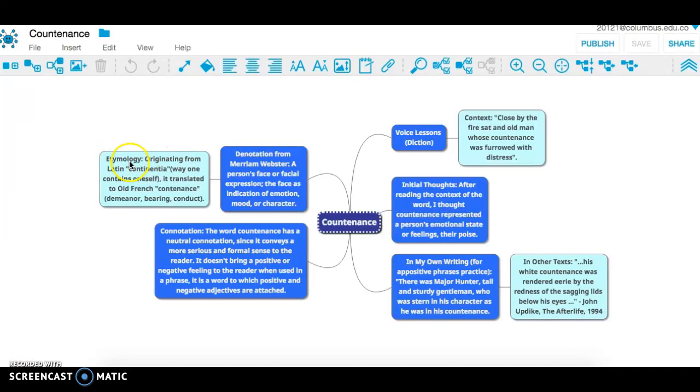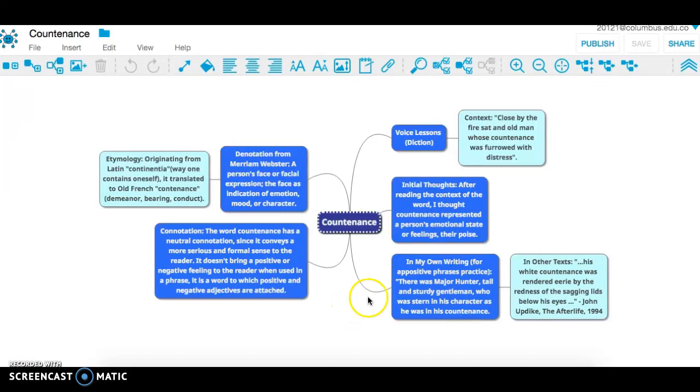So the etymology of the word, it originates from Latin continentia, and it translated to Old French continent. So the connotation of the word is very neutral. It gives more of a serious and formal sense instead of a positive or negative particular feeling, because it's more of a noun where positive and negative adjectives are attached to it.